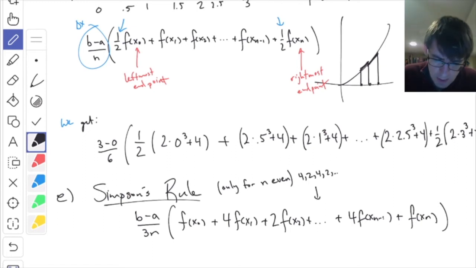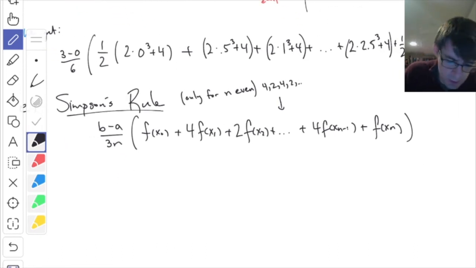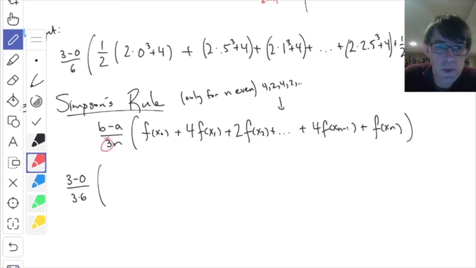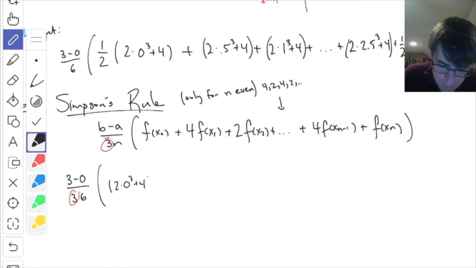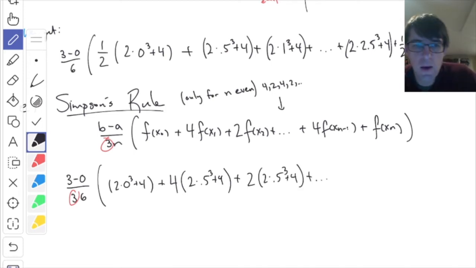Let's just do it. So it's the same as all the other ones, but I use a slightly different formula. So in front, I go 3 minus 0 over 3 times 6. That 3 right here is important. I put the 3 here, right? And then inside, when I'm adding everything up, I go 2 times 0 cubed plus 4. I put those parentheses for fun. Next, 4 times 2 times 0.5 cubed plus 4. Then 2 times 0.5 cubed plus 4. I am putting coefficients 4, then 2, then 4, then 2, all the way down. I put the dot, dot, dot, because I don't want to write all of them.